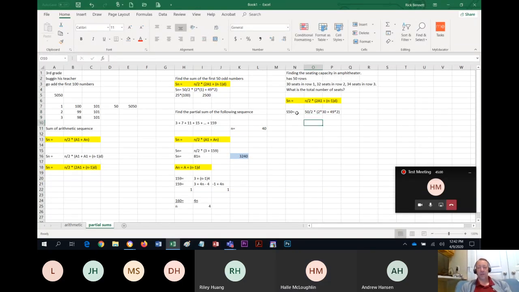So 50 divided by 2 is 25 times 60 plus 98, right? Mm-hmm. Okay. And if I just put an equal sign in front of that, it will give me the answer. And I've got 3,950.